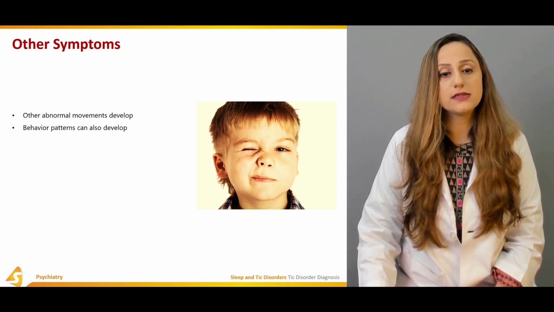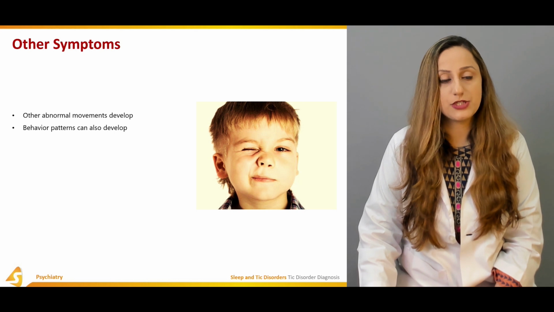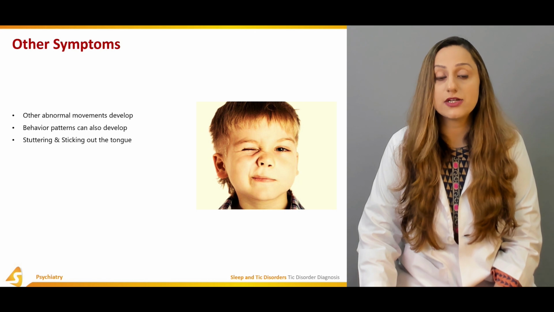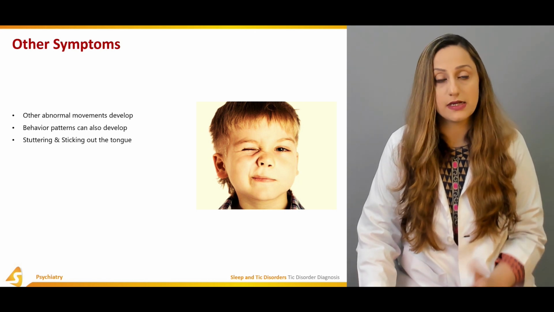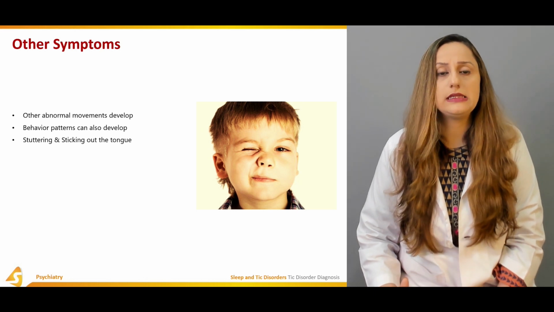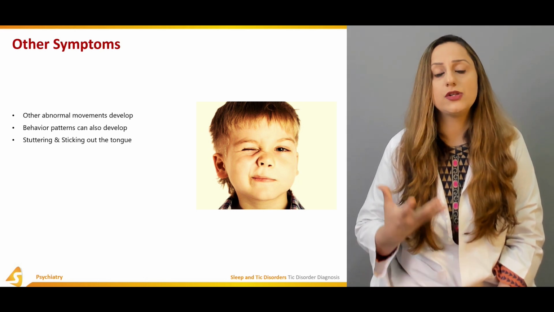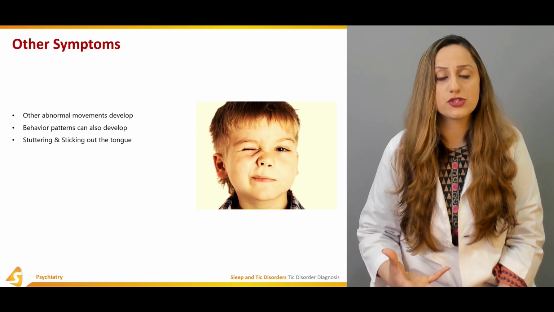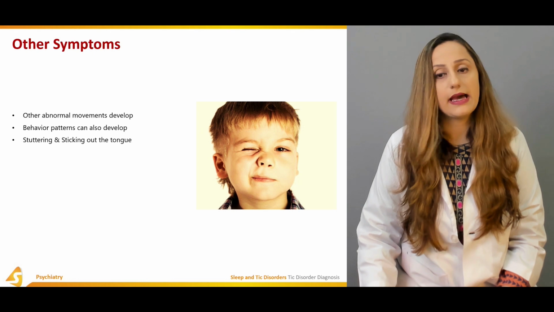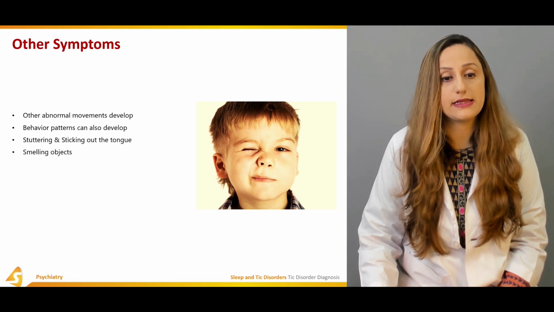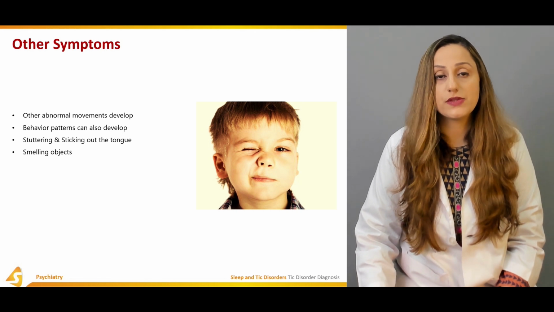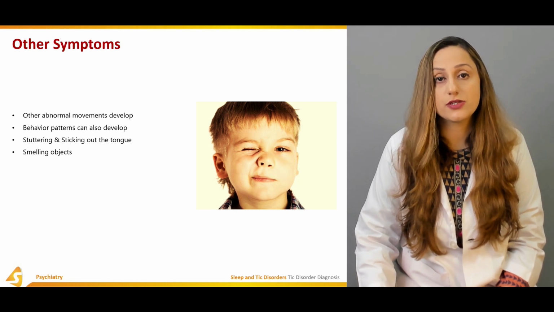The behavioral patterns can also develop in this particular person. Then the person can have the stuttering or the sticking out of the tongue. So these are the different gestures. It can be just the nodding of the head, the tensing of the neck, the flaring of the shoulders, the shrugging of the shoulders that can be present in that particular person, and they're also regarded as tics in that person. The smelling of the objects is one of the complex variants of the motor tics.